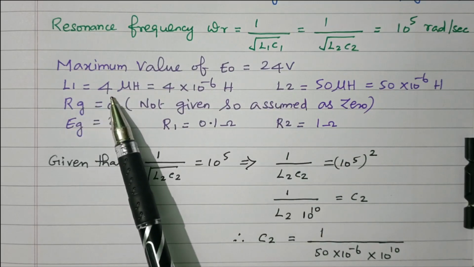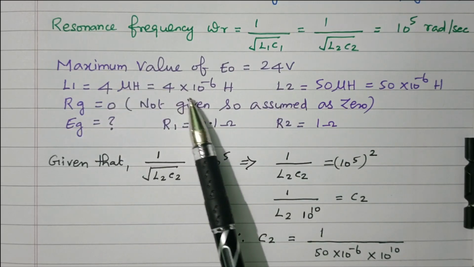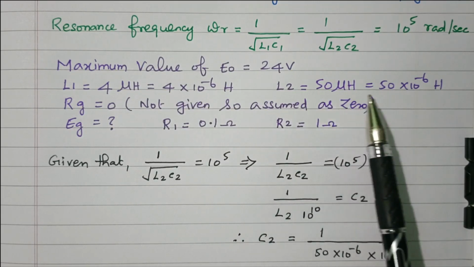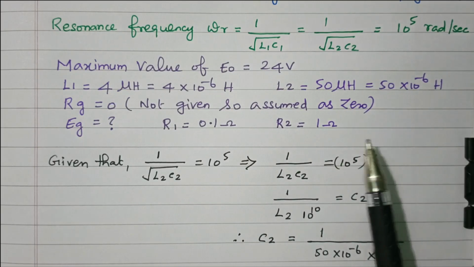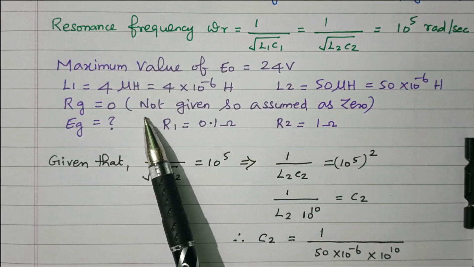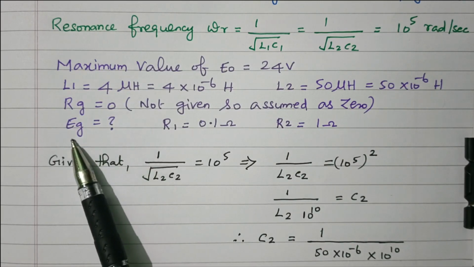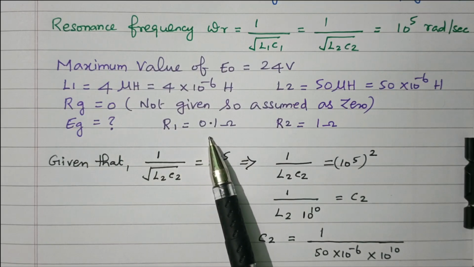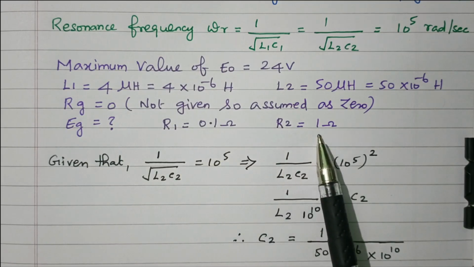L1 is given as 4 microhenry, that is 4 into 10 to the power minus 6 henry. L2 is 50 microhenry, 50 into 10 to the power minus 6 henry. Rg, the source resistance, is not given, so assume it to be 0. We need to find the source voltage Eg. R1 is given as 0.1 ohm. R2 is given as 1 ohm.